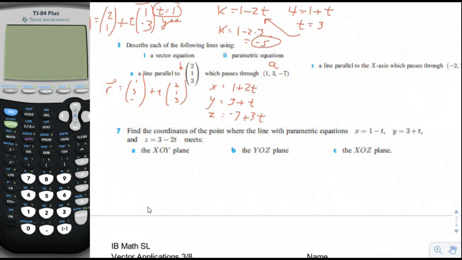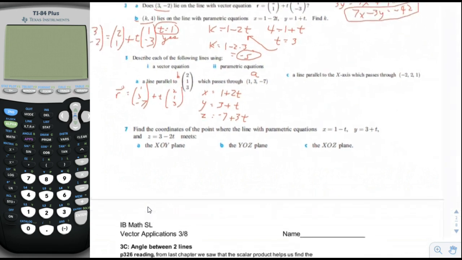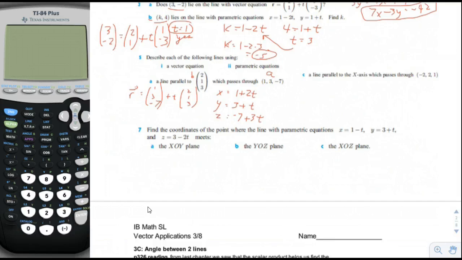C. A line parallel to the x-axis which passes through (negative 2, 2, 1). All right. So for this one, the A vector, position vector, is that, right? Parallel to the x-axis. So now we have to actually construct our B. Our B is going to be parallel to the x-axis. Parallel to the x-axis means that the x component is going to be a 1 and the rest of them are going to be 0, for example.